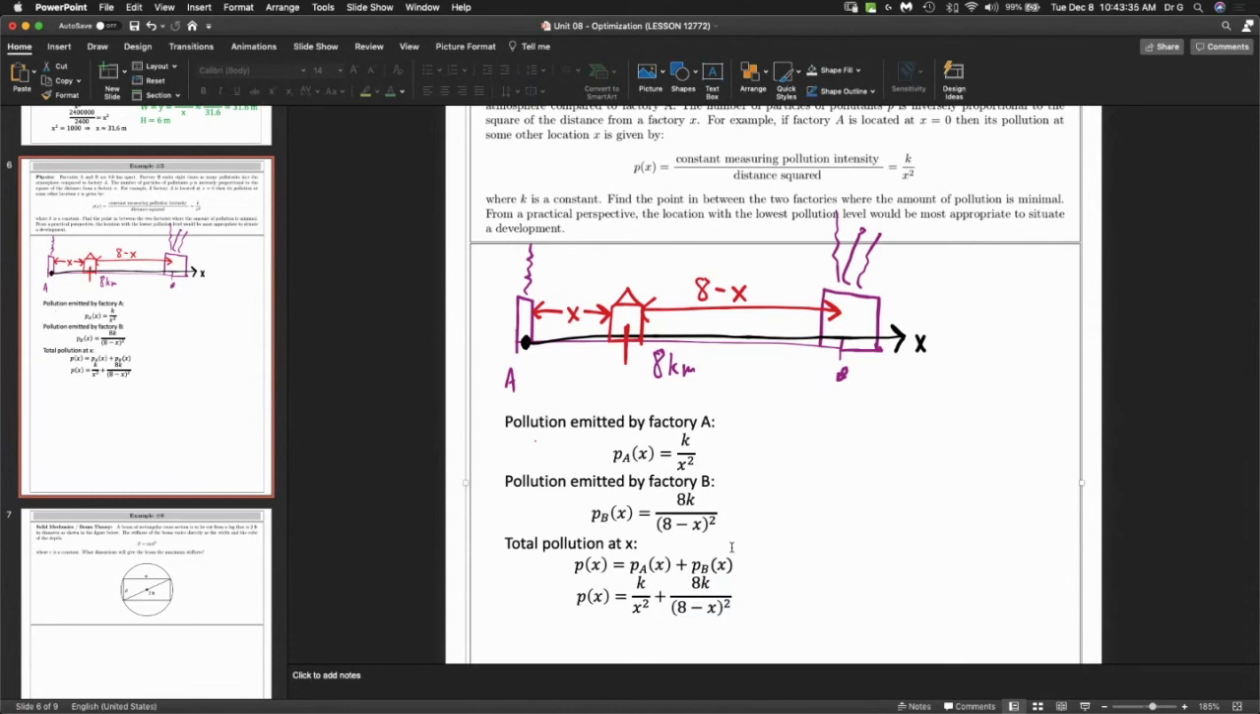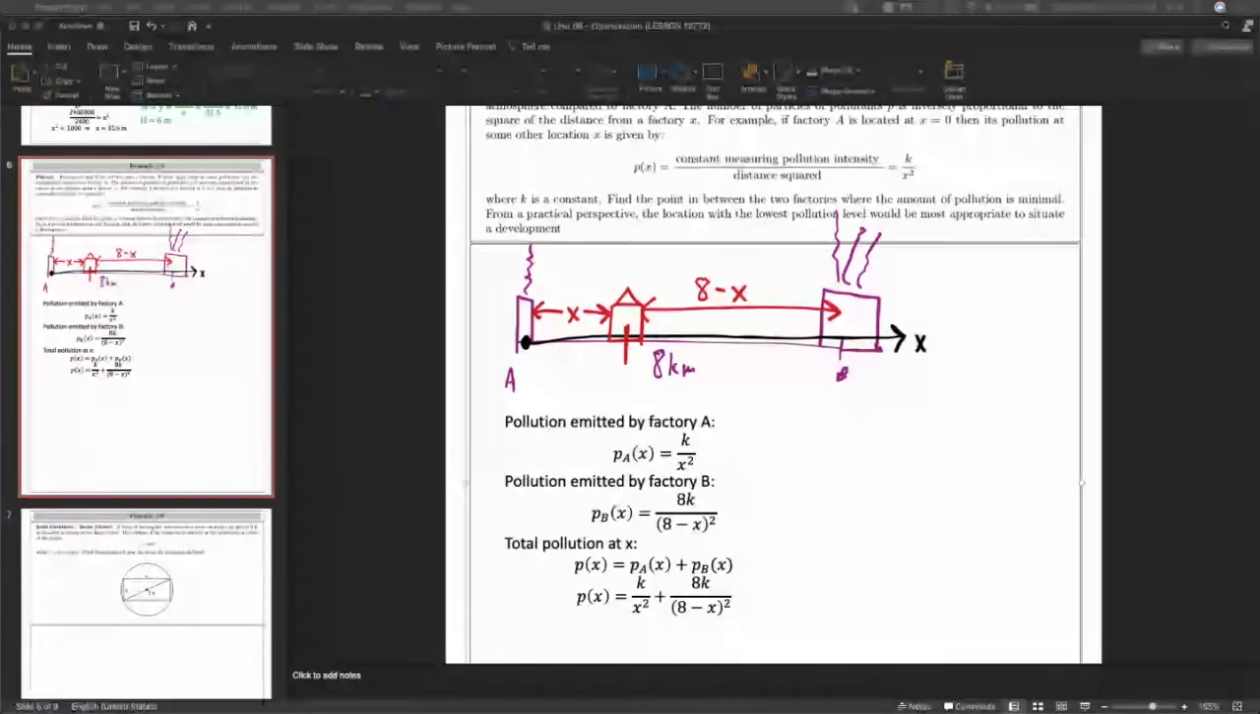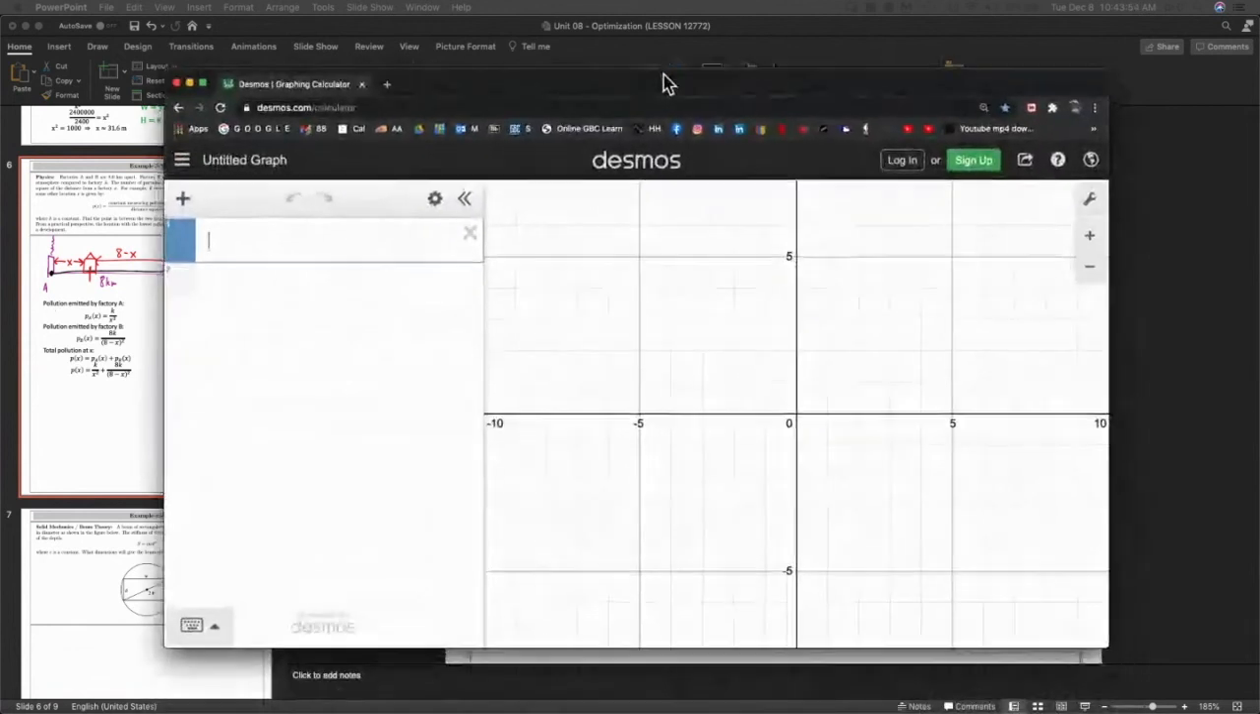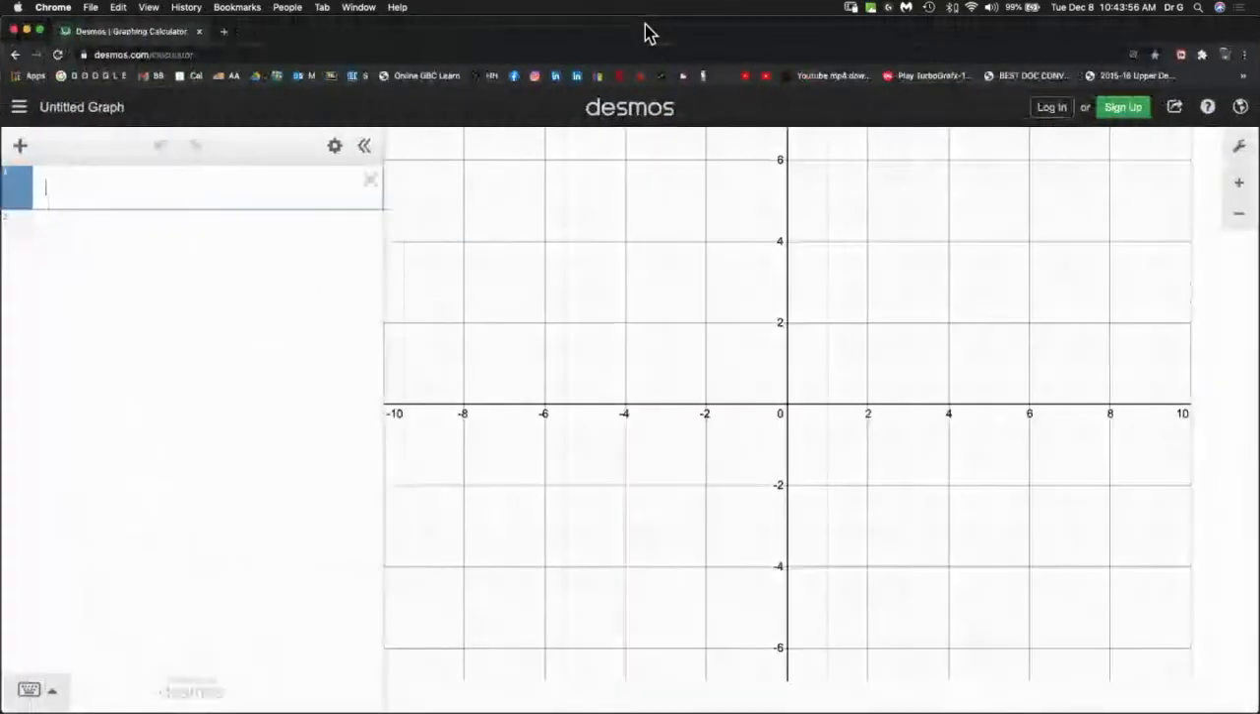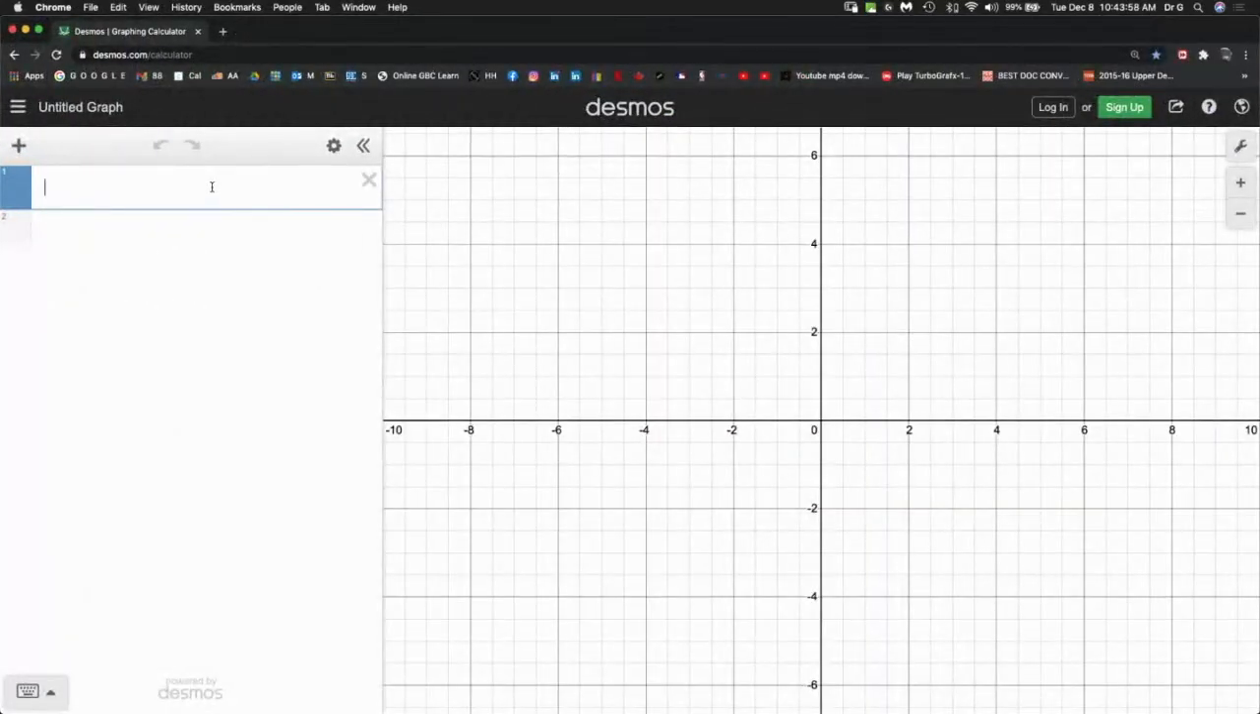I want to give you a visual for this because it is a little bit weird, and I understand that you probably are getting a little bit scared. So what I'm going to do is plot this in Desmos to show you what it looks like. So just give me about 10 seconds as I open up Desmos. So here's Desmos. Now I'm going to use a value of k equals 1.